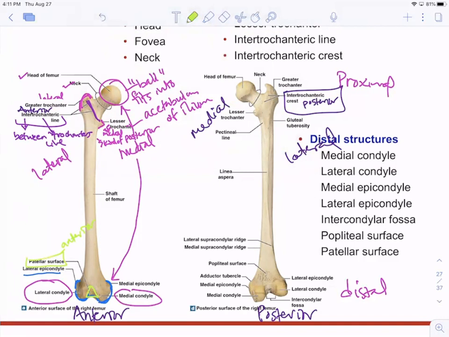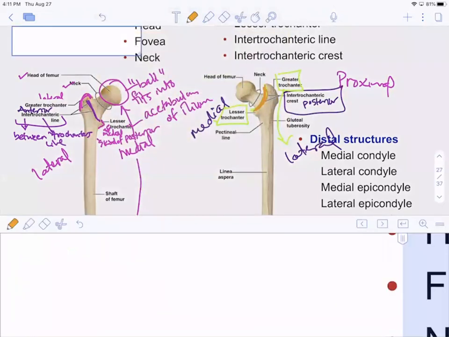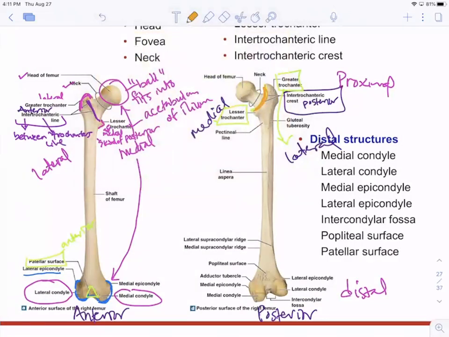On the posterior side, again, lesser trochanter is going to be medial. Greater trochanter is going to be lateral. There is a crest that sticks up, and it really is quite pronounced in a real bone. It's a big crest, or kind of a lot of bone material that crests up. And so that is your intertrochanteric crest. It's posterior. It's like a big crest of bone. I should say built up bone.